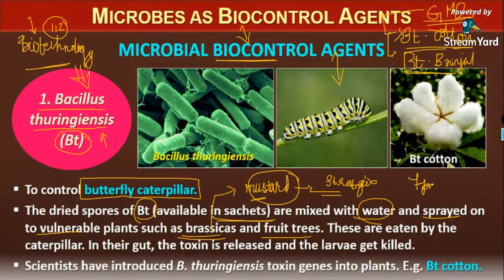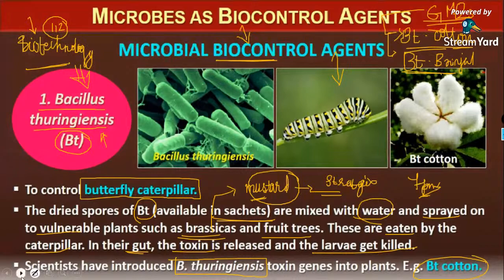Next. So these spores are eaten by the caterpillar, and when the spores reach the gut, the toxin is released and the larvae get killed. Scientists have introduced the bacteria Bacillus thuringiensis toxin genes into the plant, for example, BT cotton. Guys, the BT plants or the genetically modified crops will have more resistance towards the certain insect or pest against which they are genetically modified.